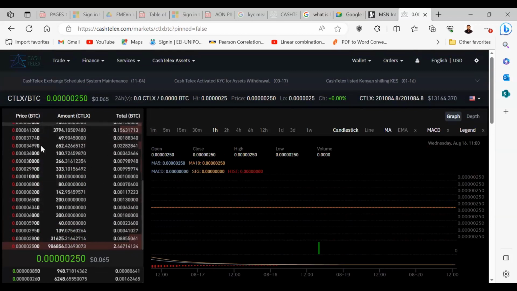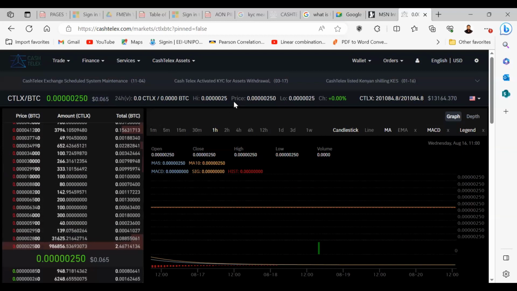This section that is showing red is people that are selling. If you look at the prices from the bottom here, is the current price that has been listed on the exchange. So you will see CTLX and BTC. Those are the only coins that we are pairing now on the exchange. You see CTLX and BTC, which is selling for some amount of CTLX, which in dollars is 0.065.